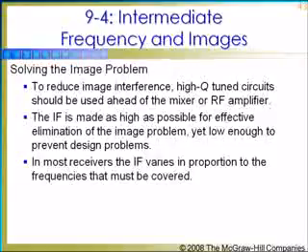This is when receivers have broadband RF amplifiers that allow many frequencies within a specific band to pass, and other receivers must be made tunable over a wide frequency range. So the IF is made as high as possible for effective elimination of the image problem, yet low enough to prevent design problems. In most receivers, the IF varies in proportion to the frequencies that must be covered.